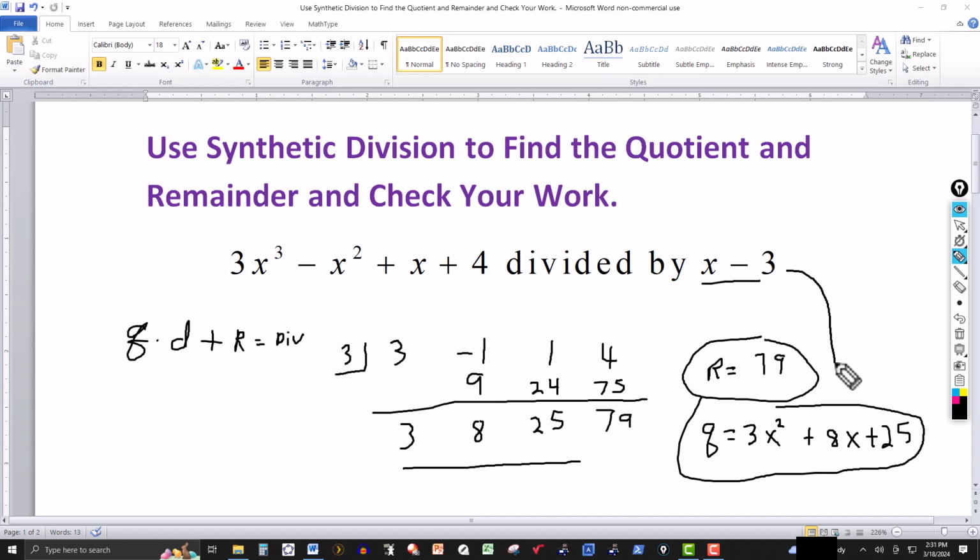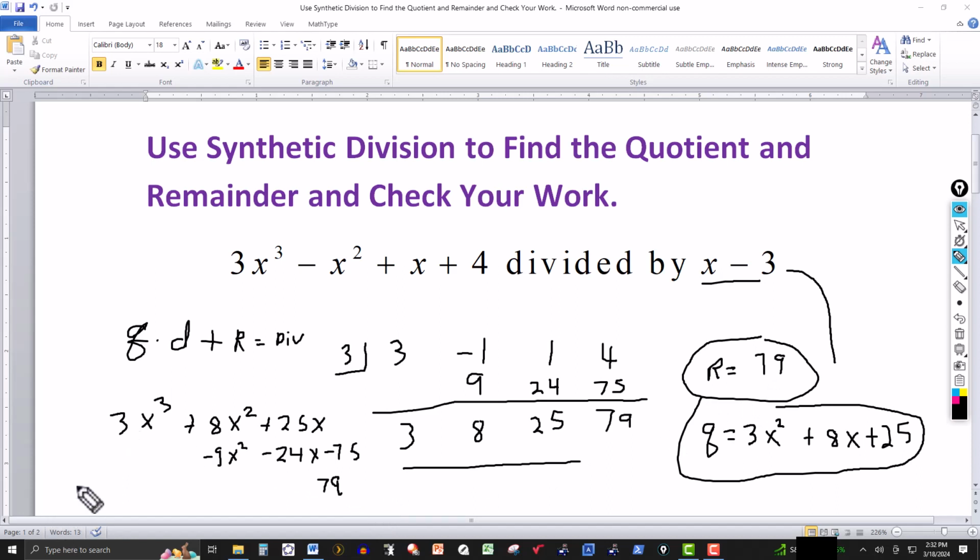So let's multiply these out. So let's multiply through first by the x. So it's x times the 3x squared, 3x to the third, and then x times the 8x, that's 8x squared, and then x times the 25, 25x, and then let's multiply everything by minus 3. So minus 3 times the 3x squared is a minus 9x squared. Then minus 3 times 8x is a minus 24x. Then a minus 3 times the 25 is a minus 75. And then we add the remainder to that, which is 79.